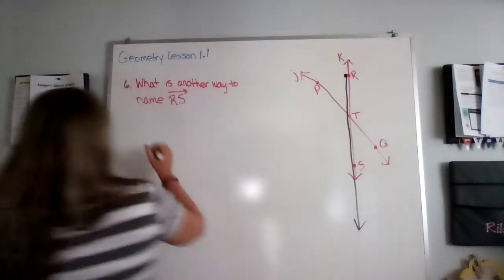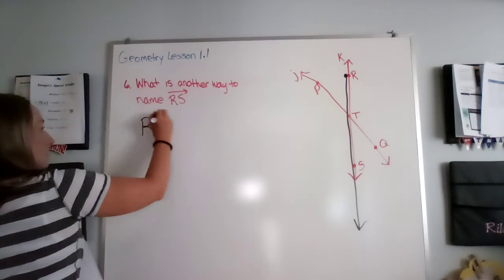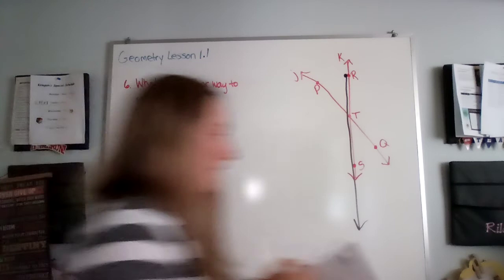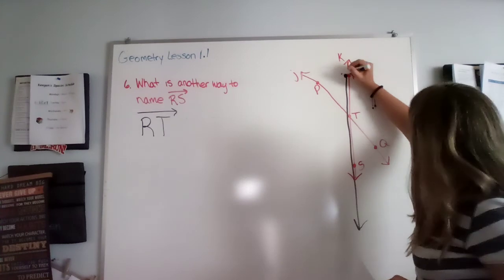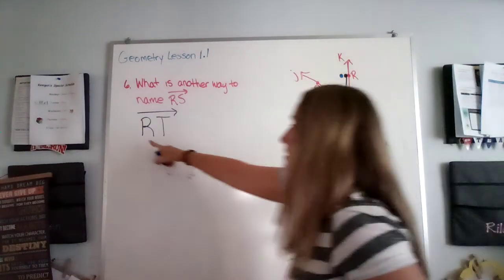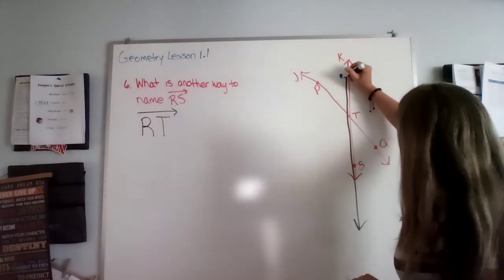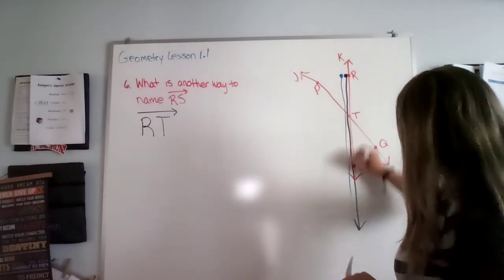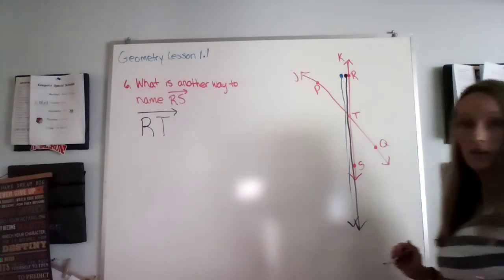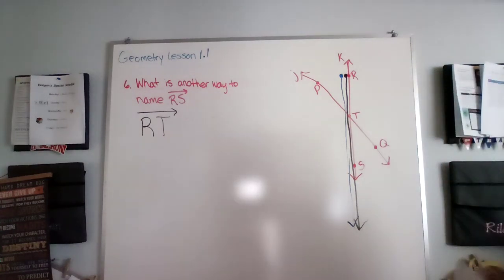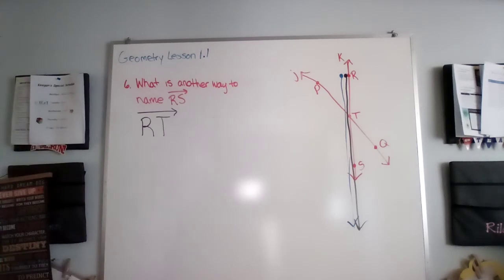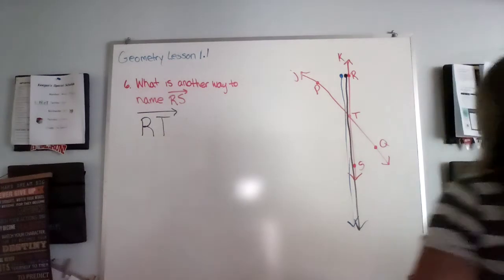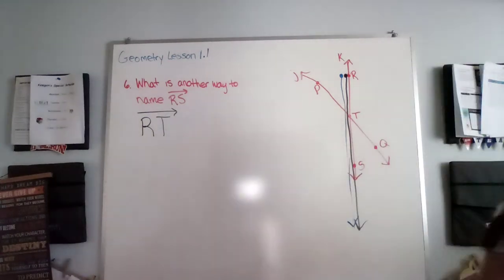So if I was to name it ray RT, well, let's trace over that ray and see if it's the same thing. If I'm looking at ray RT, that means I'm starting at point R. That's my endpoint. That's where I start. And I go through T forever and ever. Is it the same ray? It is. So ray RT and ray RS are the same. That is the only other way to name that ray. You can't flip letters in rays. That does not work. So that is the only option for that answer. All right, I just have one more question.